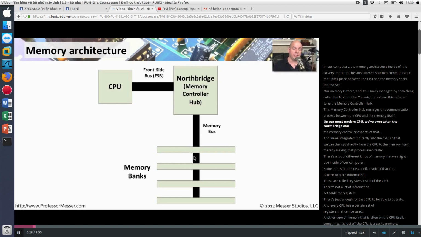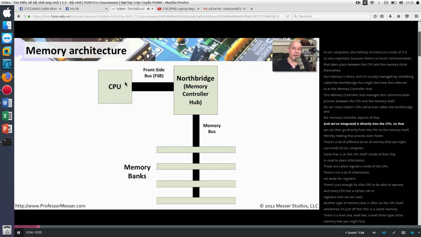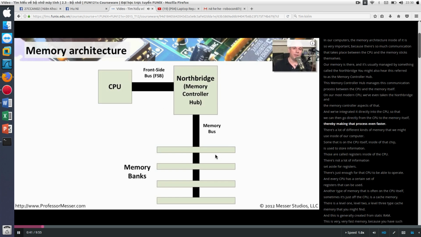On our most modern CPUs, we've even taken the North Bridge and the memory controller aspects of that, and we've integrated it directly into the CPU so that we can go directly from the CPU to the memory itself, thereby making that process even faster.